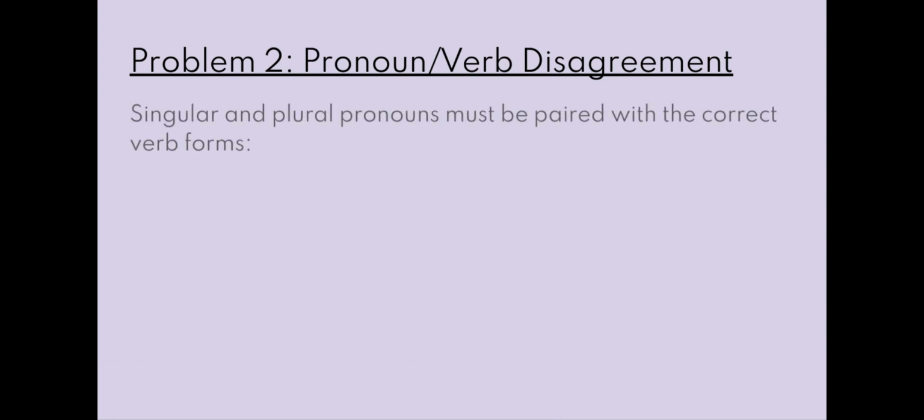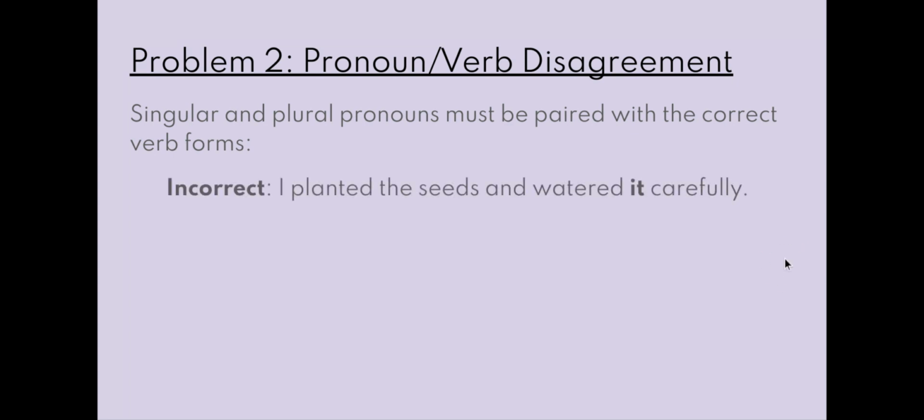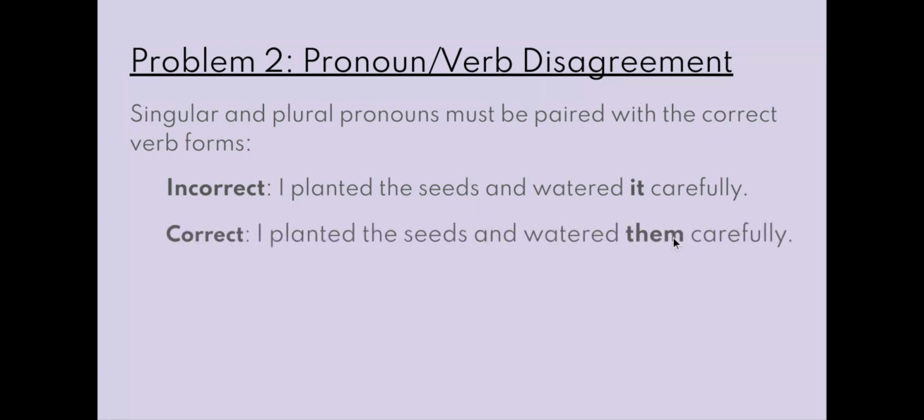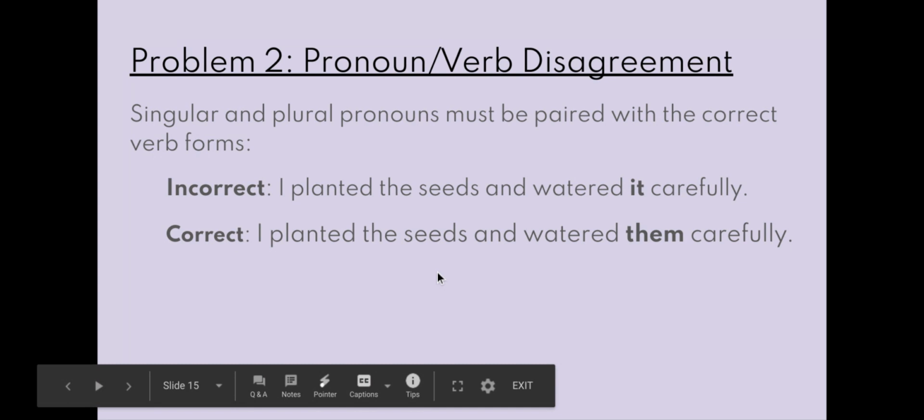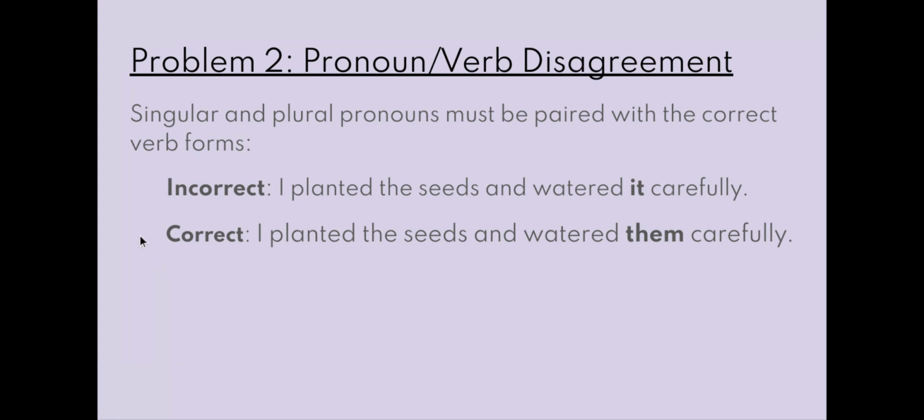Problem 2, pronoun and verb disagreement. Singular and plural pronouns must be paired with the correct verb forms. Incorrect. I planted the seeds and watered it carefully. The antecedent for it should be seeds. We have to fix the pronoun to match the antecedent. I planted the seeds and watered them carefully.